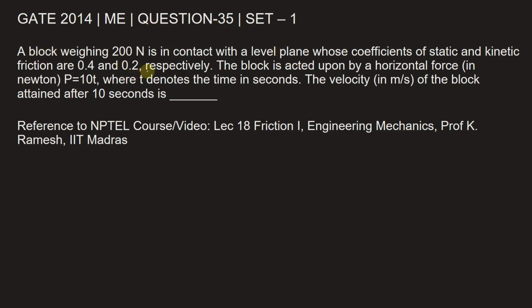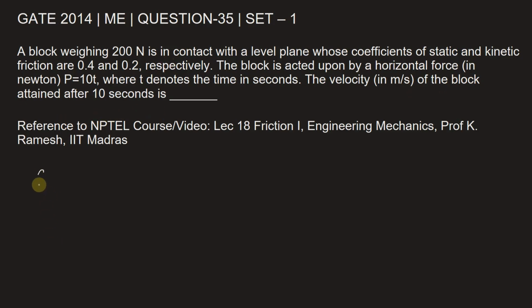A block weighing 200 Newton is in contact with a level plane whose coefficients of static and kinetic friction are 0.4 and 0.2 respectively. The block is acted upon by a horizontal force in Newton, P is equal to 10t, where t denotes the time in seconds. The velocity in meter per second of the block attained after 10 seconds is dash.